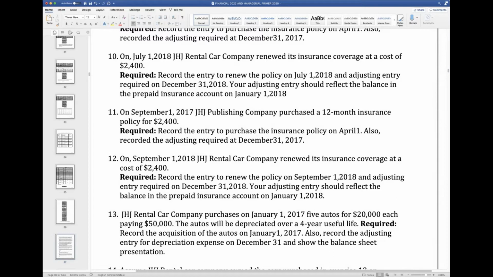So I don't count April to December? I count September to December? Yeah, you've got to look at the month. So this is the September one here.